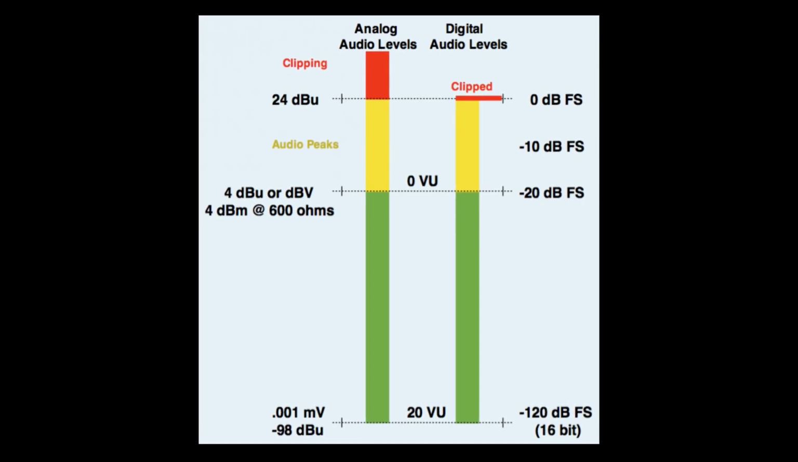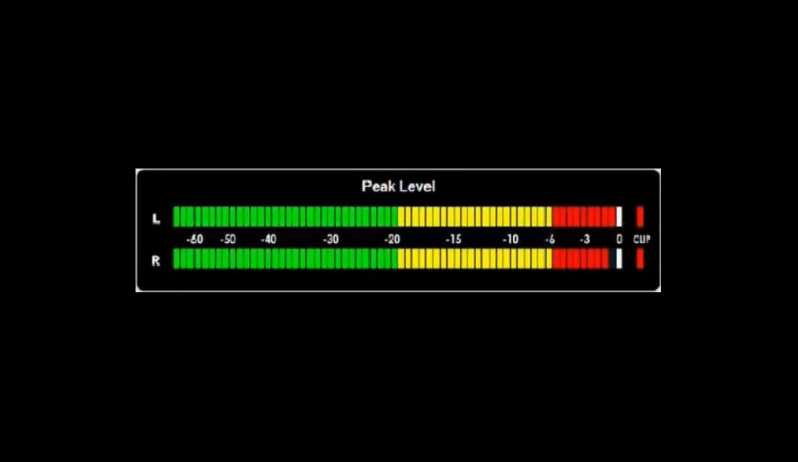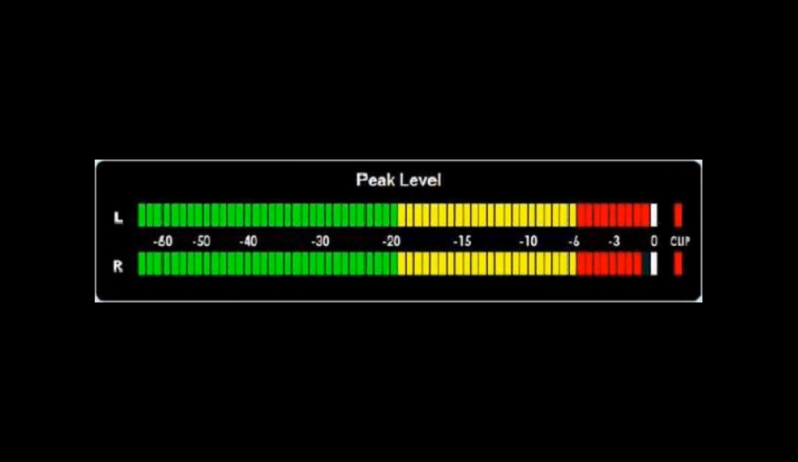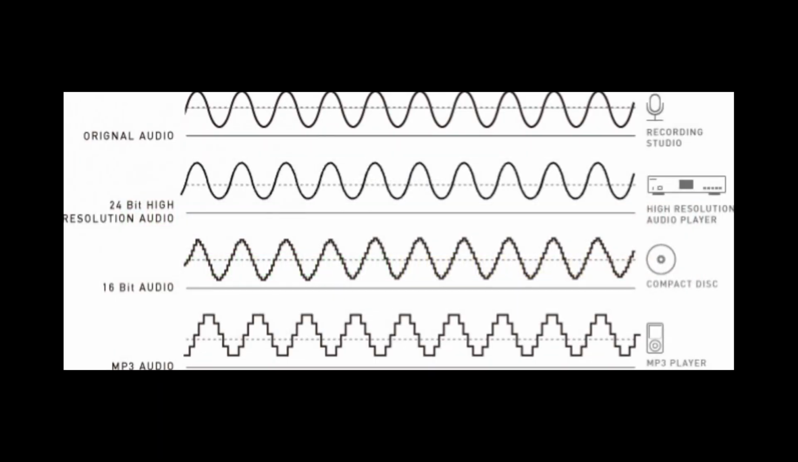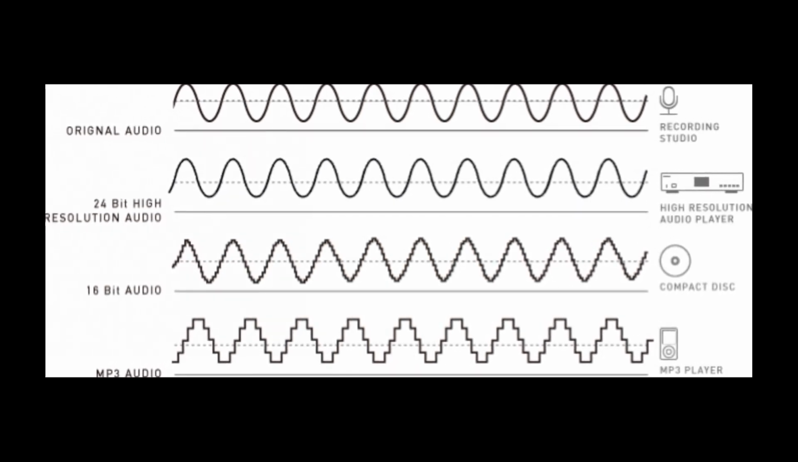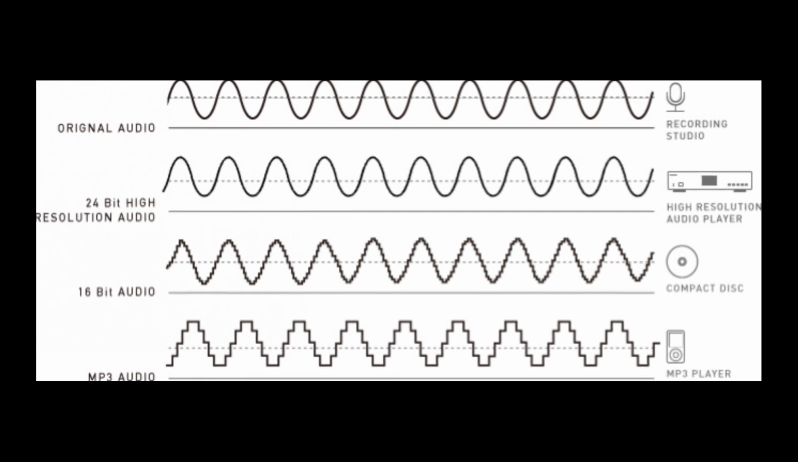dBFS, or decibels relative to full scale, is a measurement of amplitude in the digital world where 0 dB represents the loudest an audio level can be without distorting. Being that it's digital, there is no voltage associated with any audio level on a dBFS meter. It's all binary words, zeros and ones.